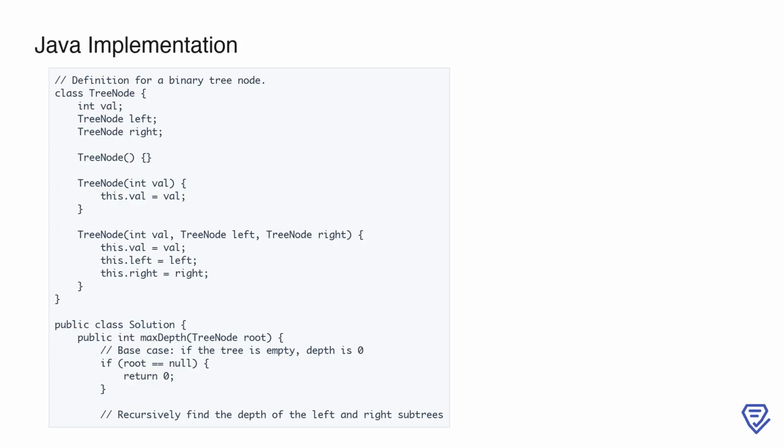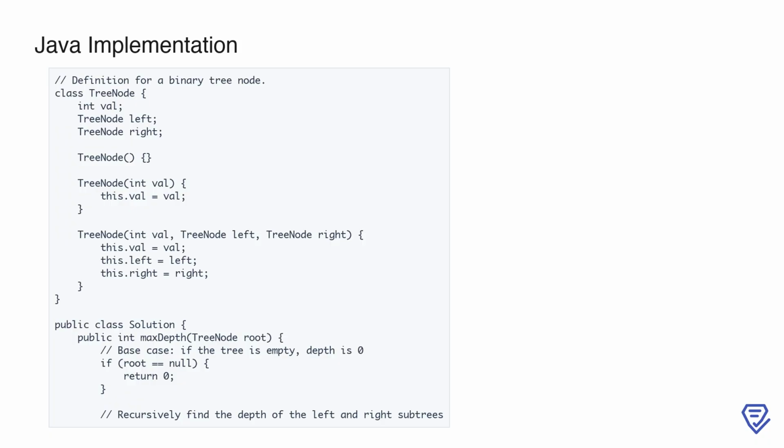Next, we move to the Solution class, which contains our method for finding the maximum depth of a binary tree. The method, maxDepth, starts by handling the base case. If the root of the tree is null, meaning the tree is empty, we return a depth of 0. This ensures that we correctly handle trees with no nodes.